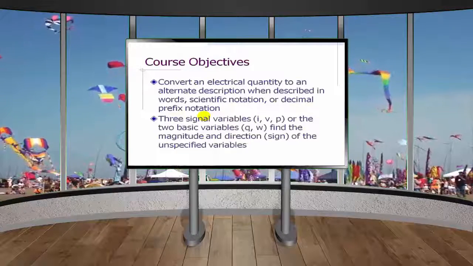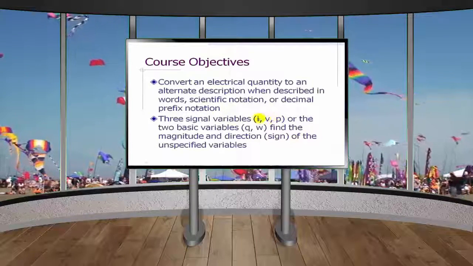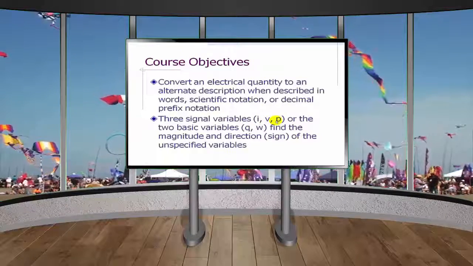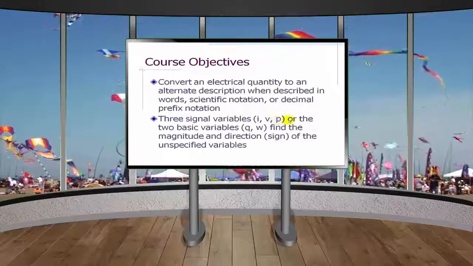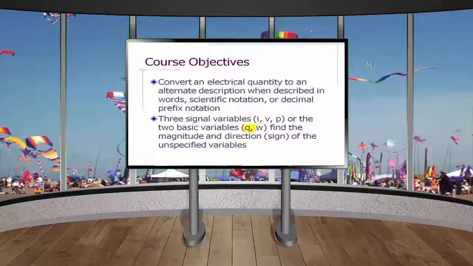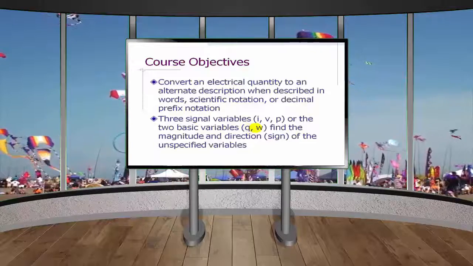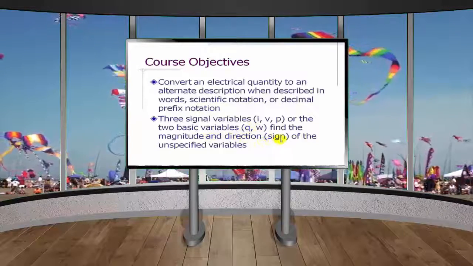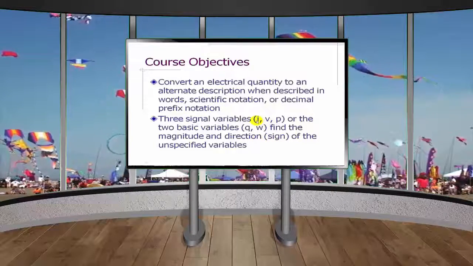So for example, we can take three signal variables. Here we have I, V, P. I stands for current, V stands for voltage, and P stands for power. And we'll discuss what those terms mean later on. Then we have the two basic variables, Q and W. Q stands for charge, and W stands for energy. And what we want to do in a circuit is to find the magnitude and direction, the sign, of unspecified variables, namely voltage or current.